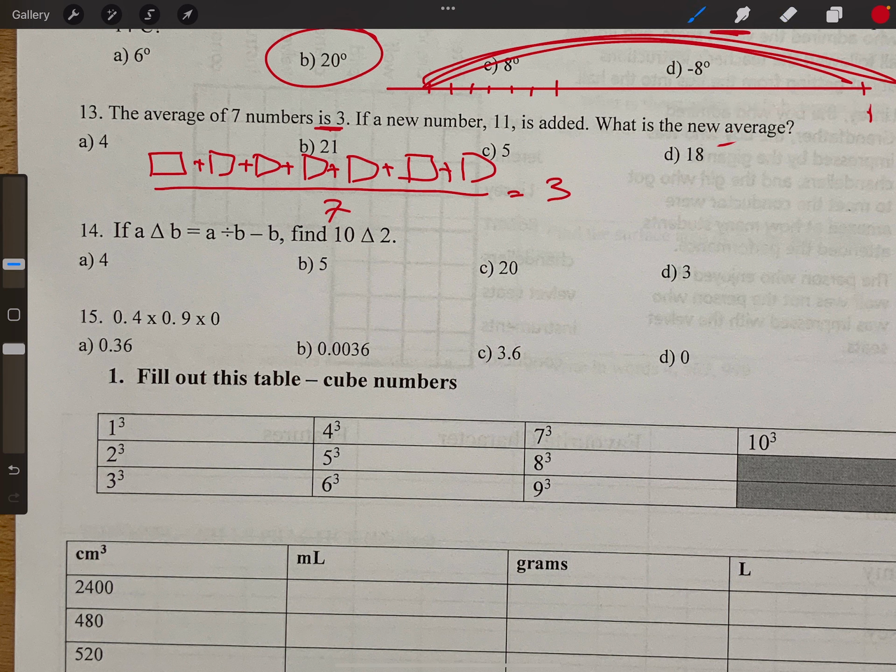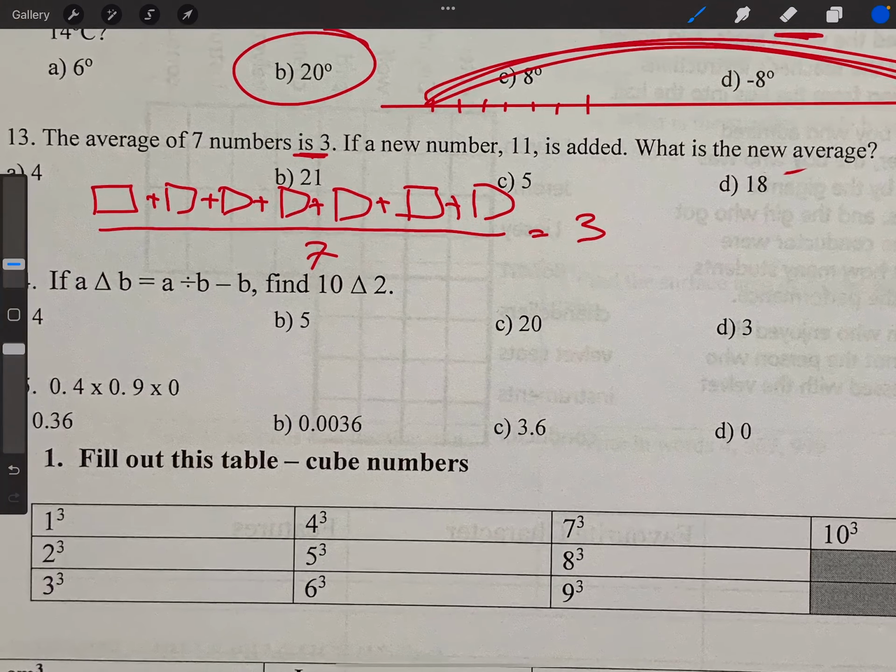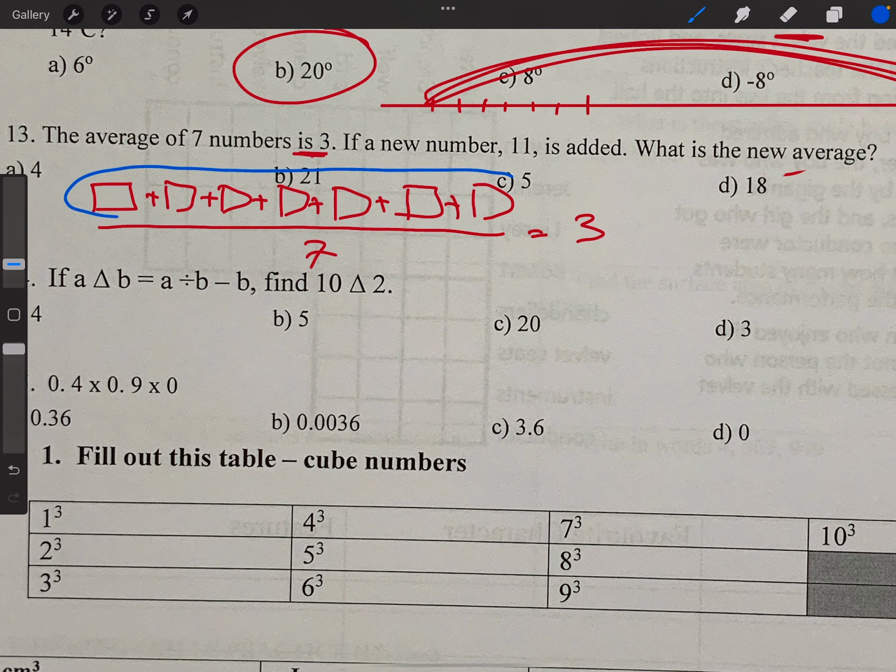Now it says if a new number 11 is added. So we're going to add a new number. But first, let's find out what the total of these 7 numbers is. 3 times 7 is 21, because 21 divided by 7 is indeed 3. So these 7 numbers add up to 21.